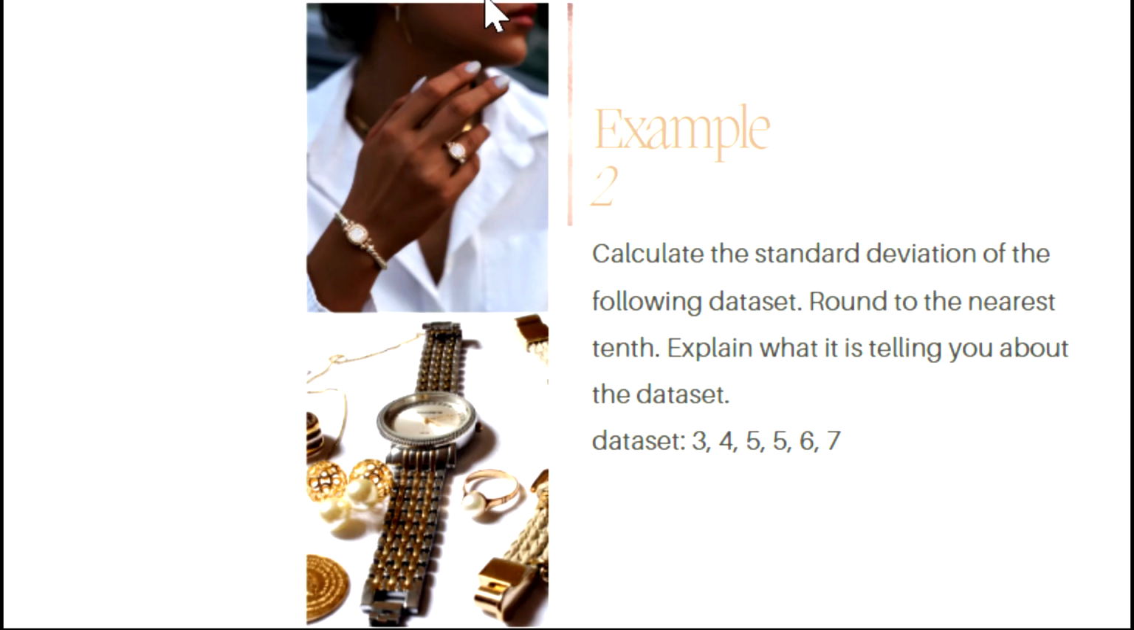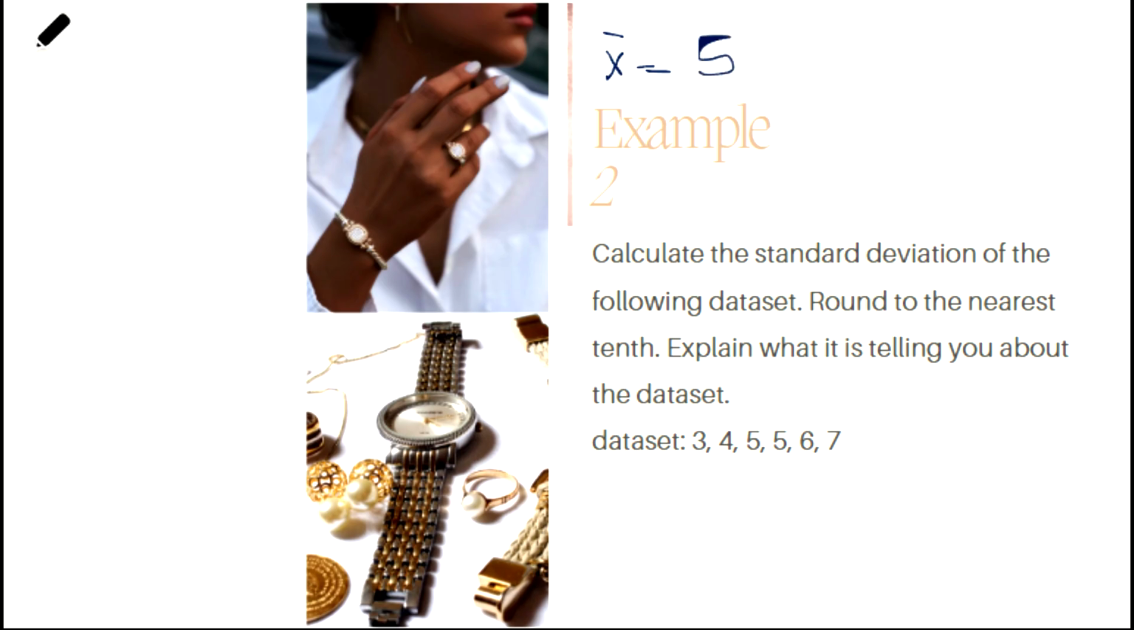Okay, so the first thing we need to do is find the mean, which is the x with the line over it. So let's go ahead and add our values together. We have 3 plus 4 plus 5 plus 5 plus 6 plus 7, and that gives us 30. 30 divided by 6 gives us 5. So our mean is 5.